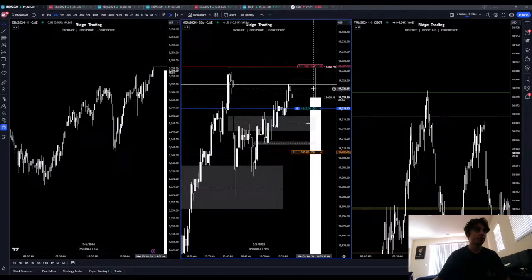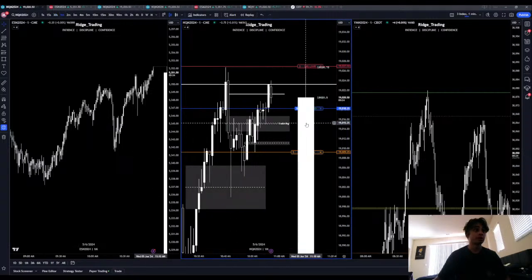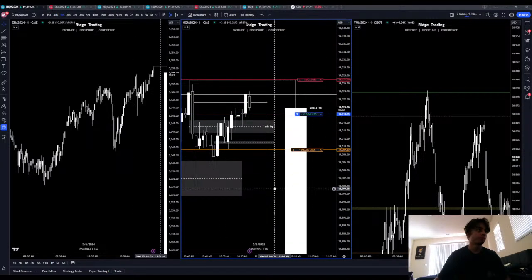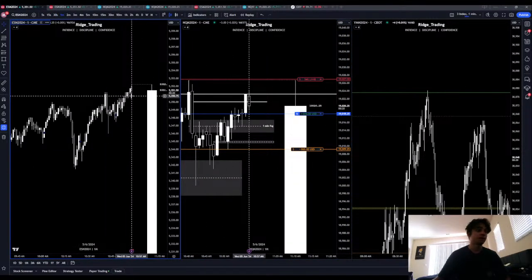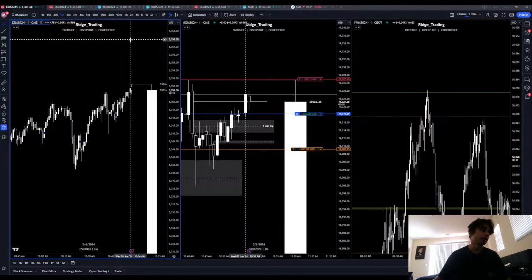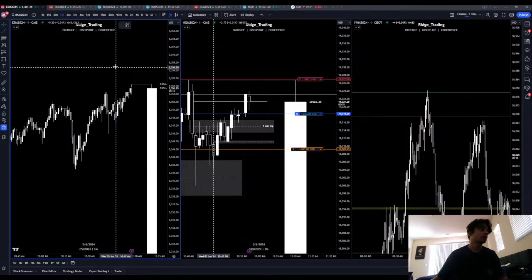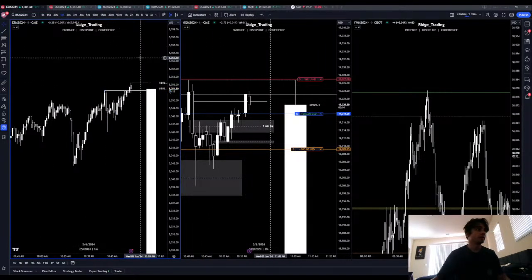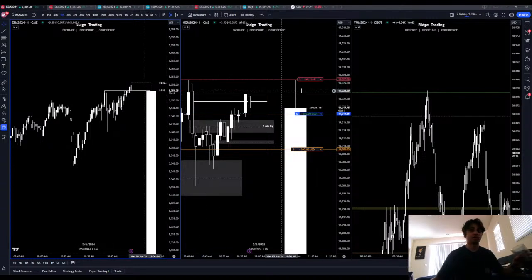So we did get the close above on the 32nd, so I would think we should go higher now. However, we do have a potential SMT forming here on ES, so that's definitely something you gotta look out for.